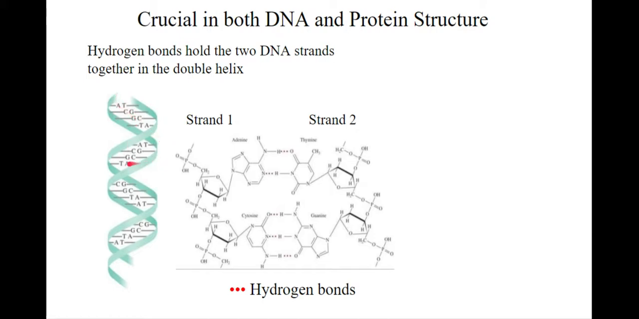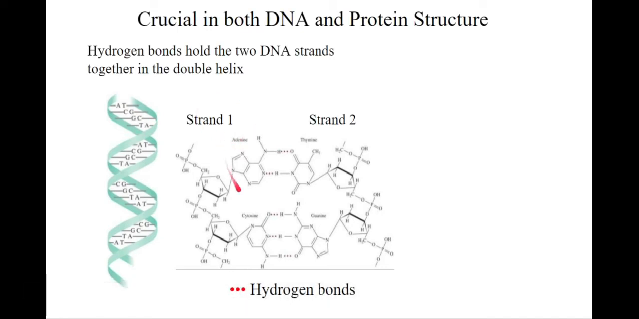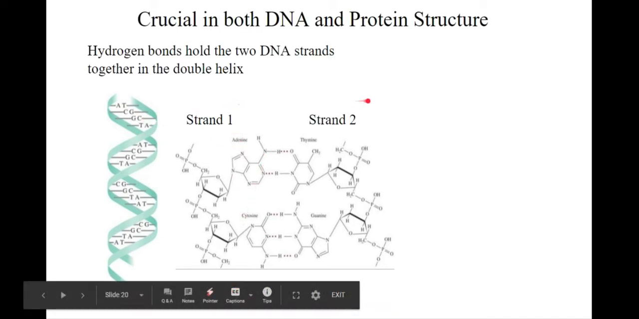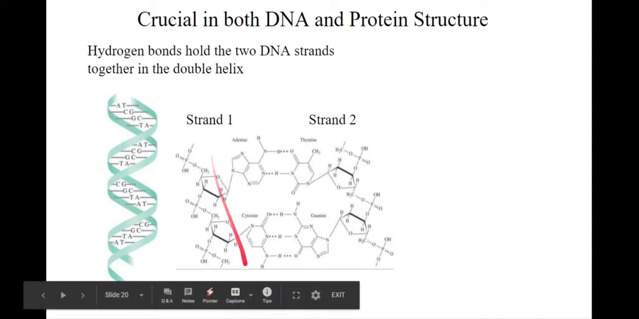So here's the double helix. And on the inside, you have things like adenine and cytosine, but on the other strand, you have thymine and guanine. So here's two separate strands. And in the middle, what's holding them together, almost like a zipper, is hydrogen bonds.